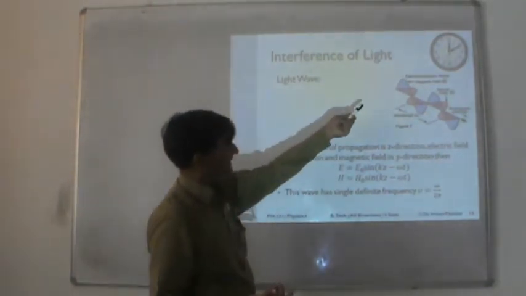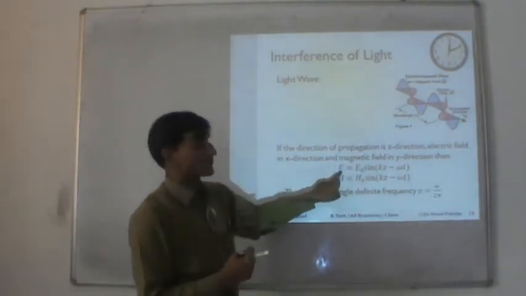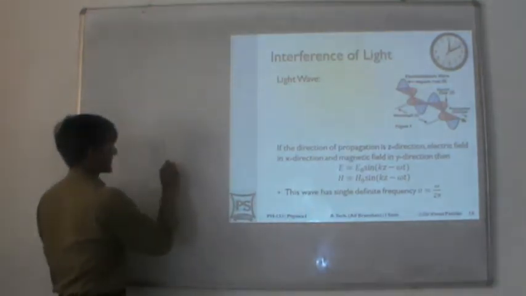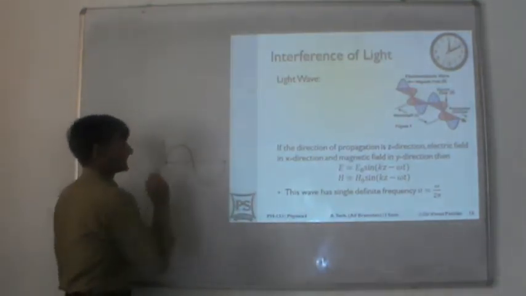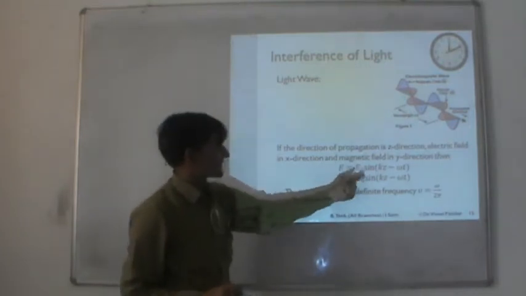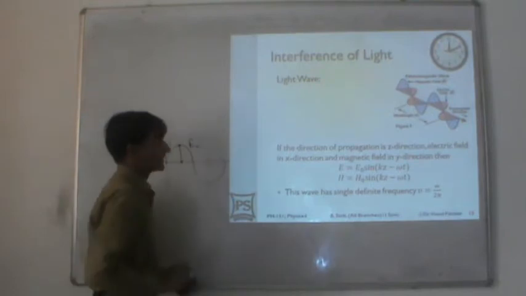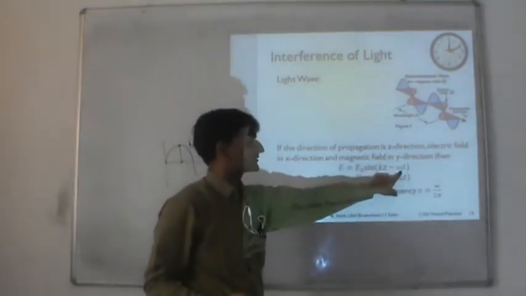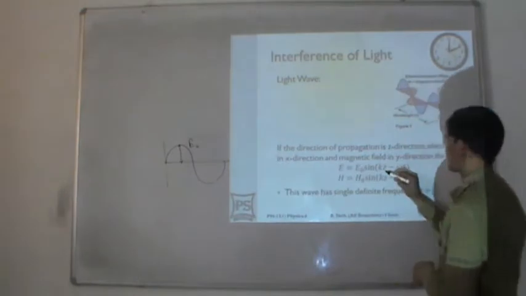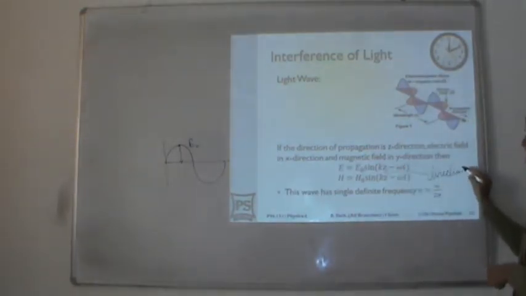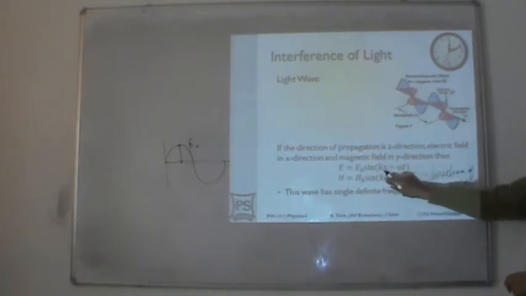Now if I represent these things in a mathematical way, the electric field is a sine wave, something like this. This is the amplitude, the maximum amplitude, which is E naught. So E naught sine of kz minus omega t. Now z is basically your direction of propagation.